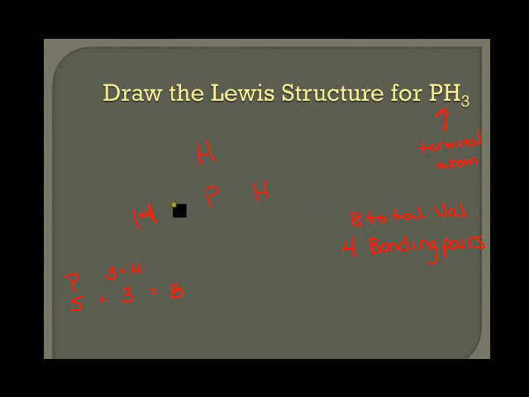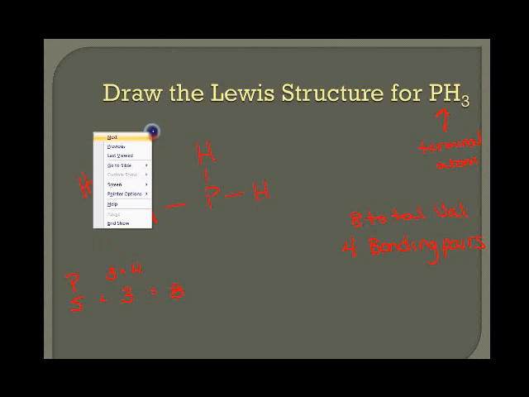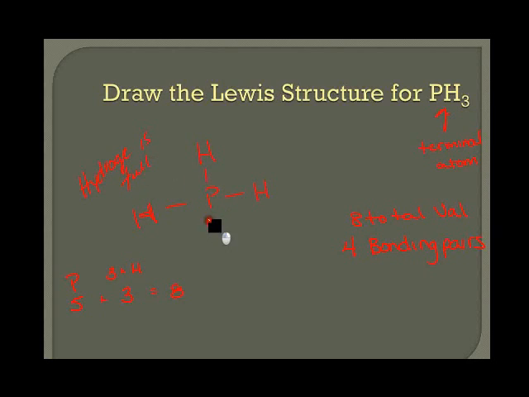So 1, 2, 3. And then our remaining unshared pairs should go around the hydrogen, but hydrogen is full. So we then go to our central atom. Remember, we assign unshared pairs to the terminal atoms first.